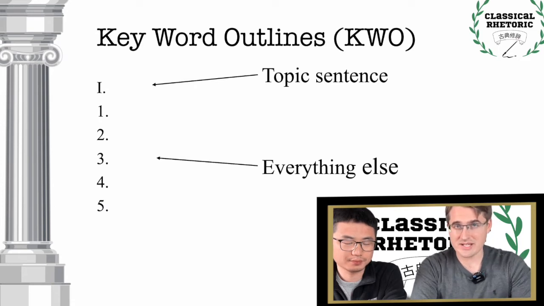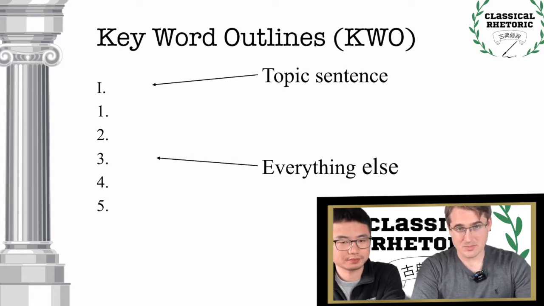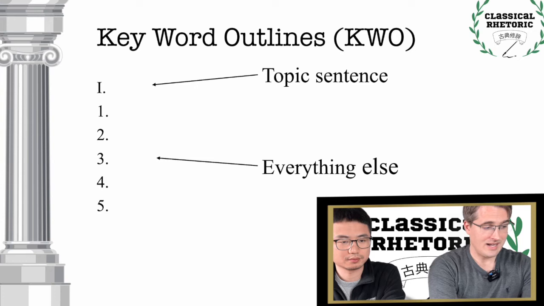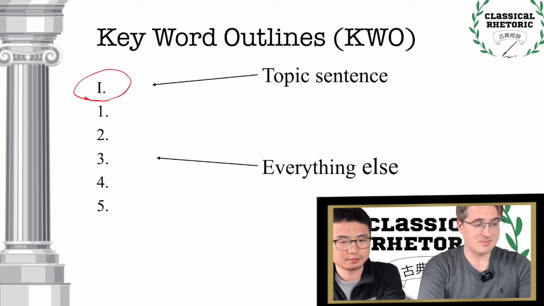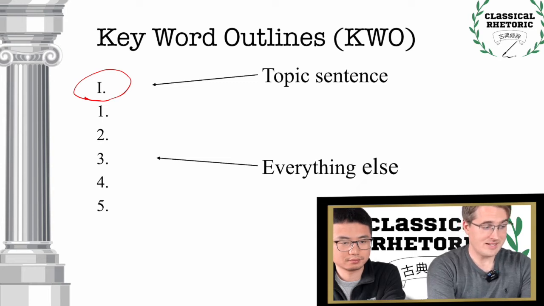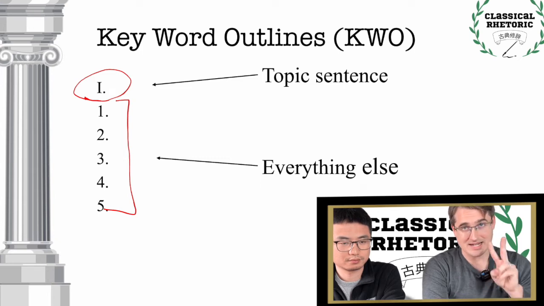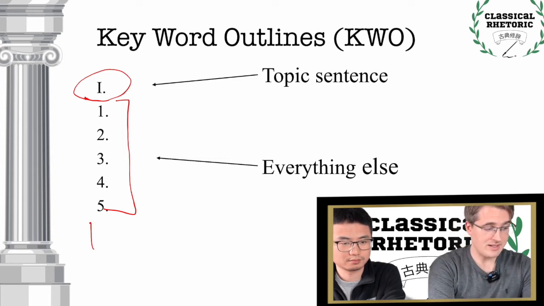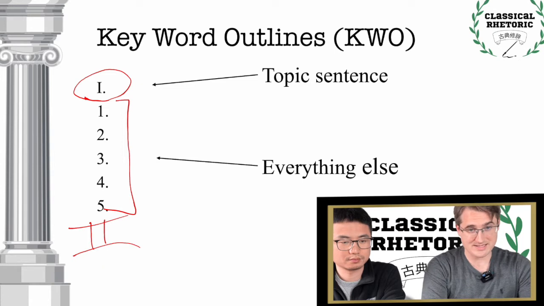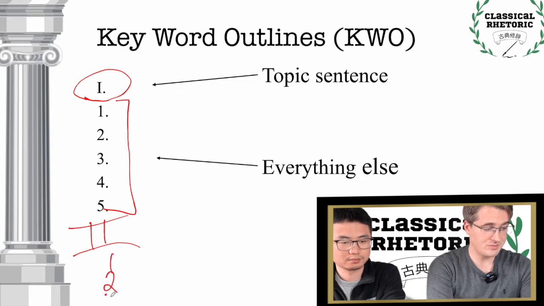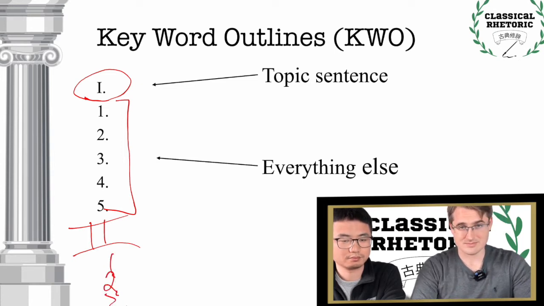Okay, so let's get started. First, let's review keyword outlines. In a keyword outline, we're going to take a whole paragraph, and here at the top will be your topic sentence. So use a Roman numeral, 1. Then down here is everything else. If you have a second paragraph, you put a new topic sentence and new everything else.